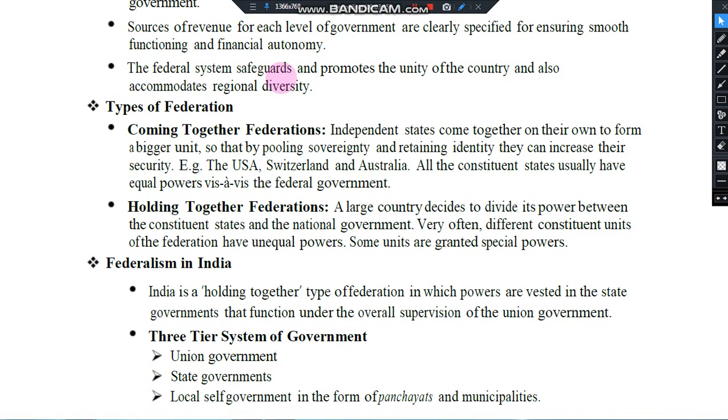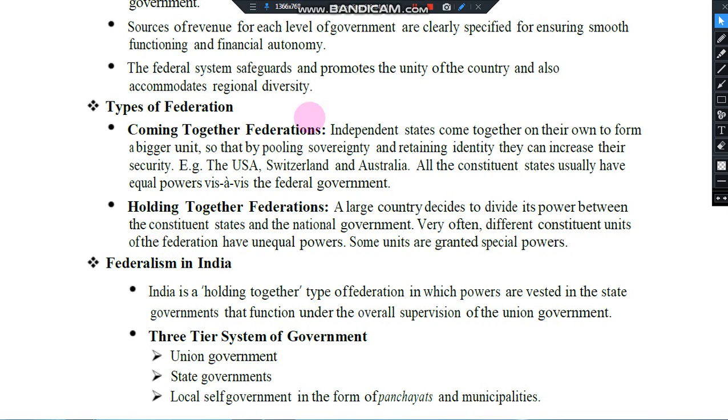The federal system safeguards and promotes the unity of the country and also accommodates regional diversity. Everybody knows India is a country of diversity. We have more than 3,500 languages, and it is the duty of a federal system to safeguard and promote the unity. Means whoever people are living in any country, they must be taken care of.